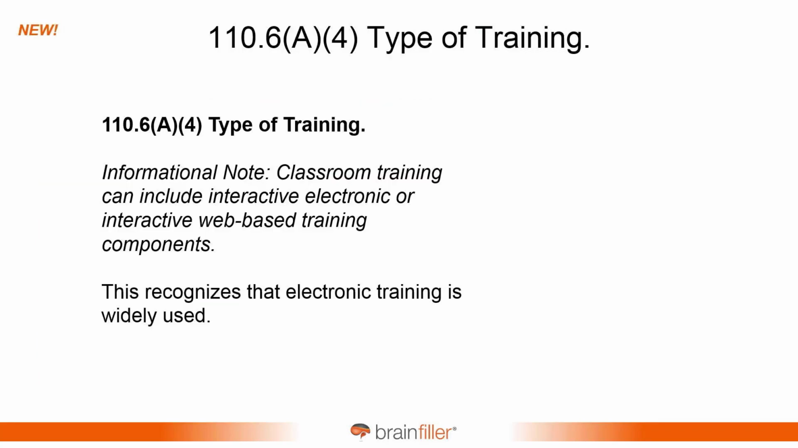There was a very big change as part of an informational note that now states that classroom training can include interactive, electronic, or interactive web-based training components. Let's think about this one for a minute. So the 2021 revision cycle actually began a couple of years ago, before the dreaded 2020 and all the stay-at-home and quarantining and everything. And who would have thought that now online interactive, like we're doing here, NFPA 70E now includes that as part of the training.